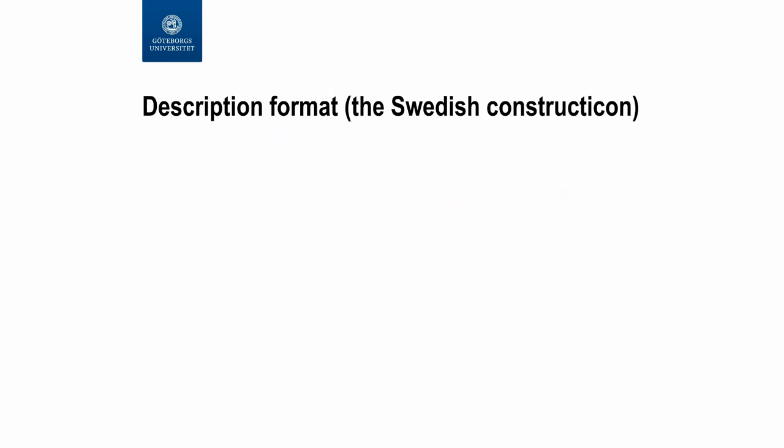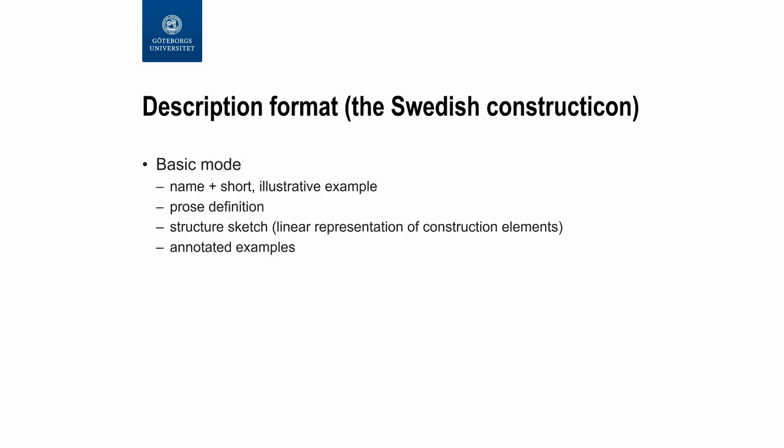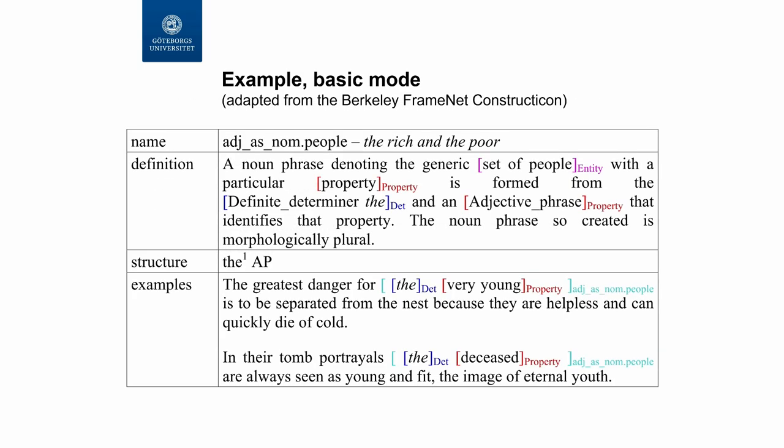Moving to description format, now I'll focus on the Swedish ConstructiCon. There are just too many variants to show all of them, but as I said before, we have two display modes. In the basic mode, all you get is the name and example, as I showed you for this, the rich and the poor kind, and a definition in prose, not just of the meaning, but also of the structure of it, the form. A formal structure sketch, which is basically a linear representation of the construction elements. I'll show you soon. And of course, a very important part is that you have a set of annotated examples illustrating the construction. So it might look like this.